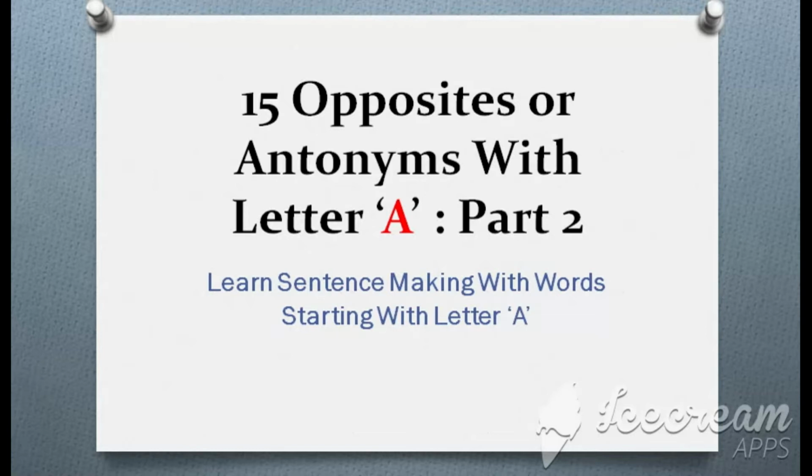meanings and opposites. I am also going to show you how to frame sentences with each of these 15 new words. So let's get started.